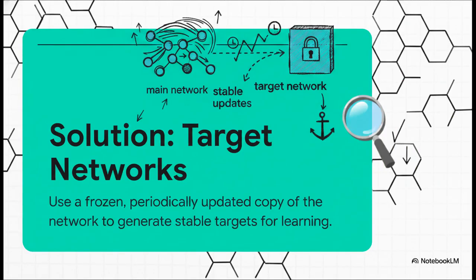The solution is simple but so effective. You use 2 networks. You have your main network that's learning all the time, and then you have a second target network, which is just a frozen copy of it. For a few thousand steps, the main network aims at the stable targets provided by the frozen one. Then, every so often, you copy the main network's newer, smarter weights over to the target network. It stabilizes the whole process.